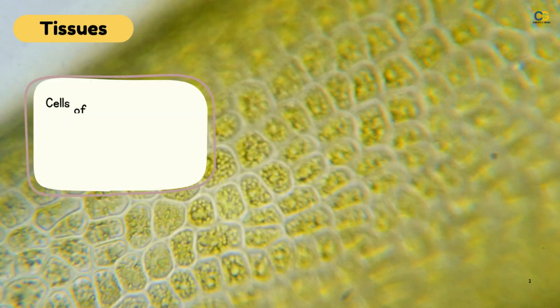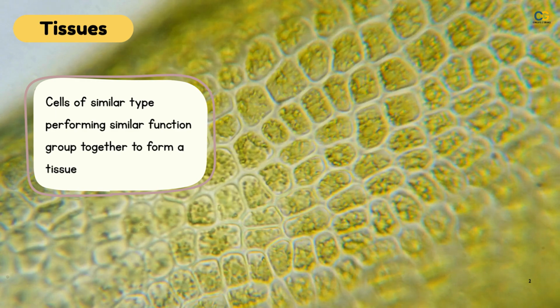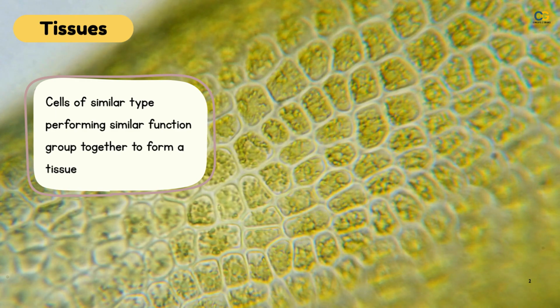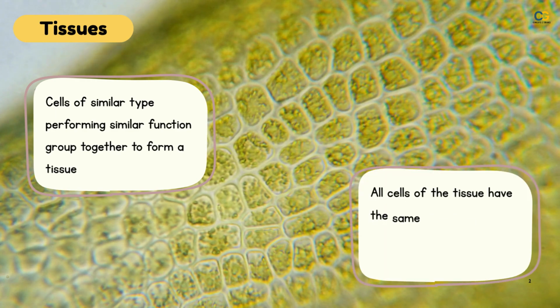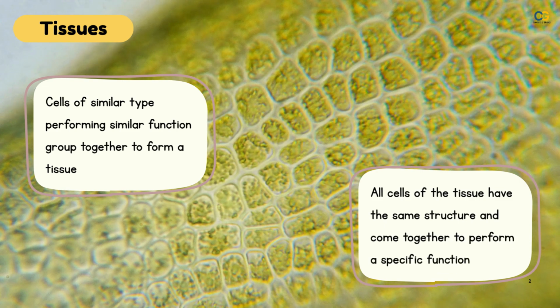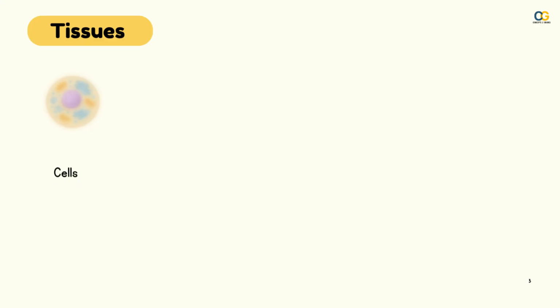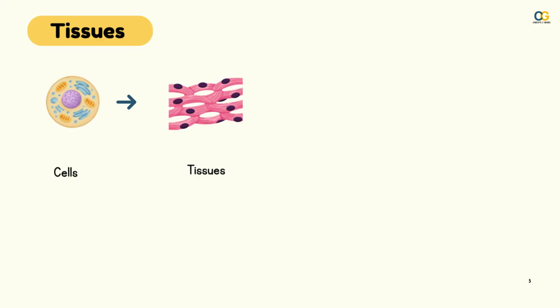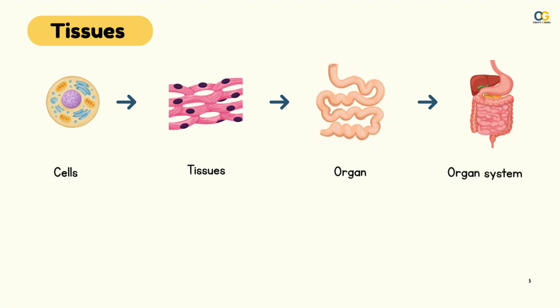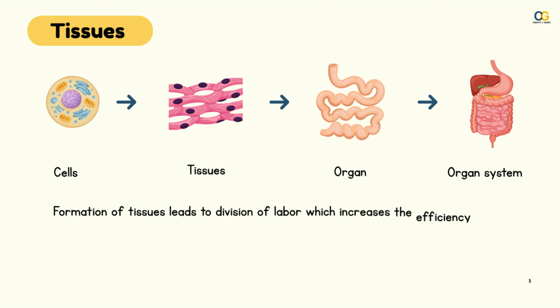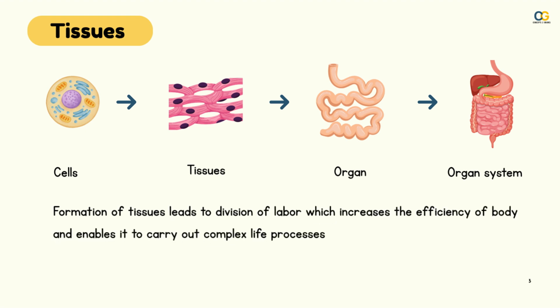Well, cells of similar type performing similar function group together to form a tissue. All the cells of the tissue have the same structure and come together to perform a specific function. So every cell comes together to form a tissue, which in turn forms an organ, leading to an organ system. The formation of tissues helps in division of labor, which increases the efficiency of the body and enables it to carry out complex life processes.